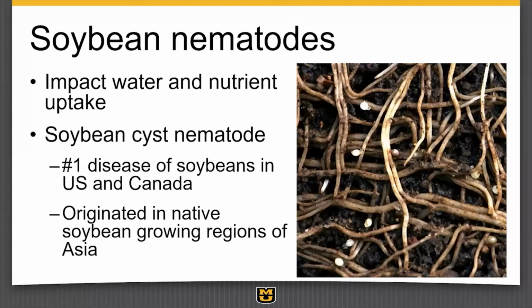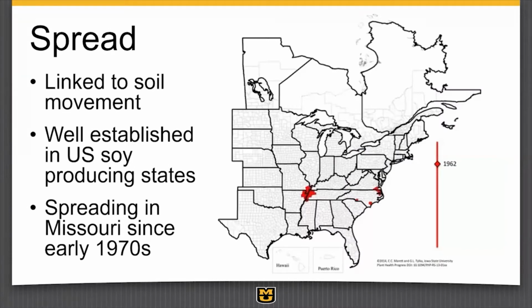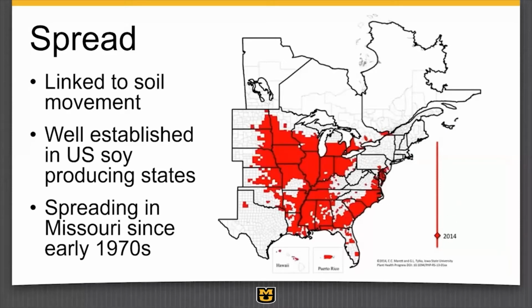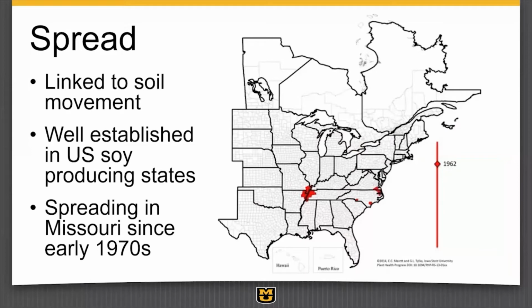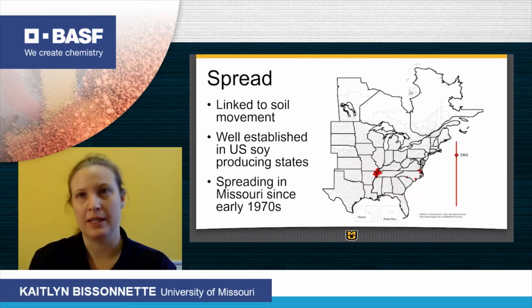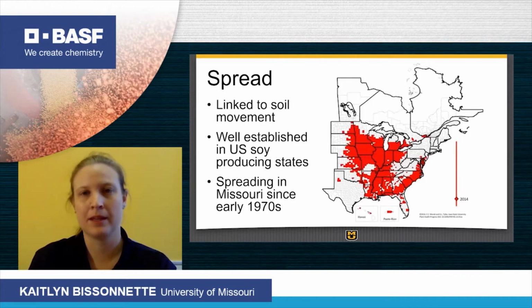And this soybean nematode originated in the native growing soybean regions of Asia. This nematode is linked to soil movement in the US, and it's actually very well established in the US soy producing states. In Missouri and a lot of other Midwest states, it has been spreading since about the early 1970s, as you can kind of see from the movement that is depicted on the map on the right. So since its introduction in 1954, it has spread throughout most counties where soybean is produced.